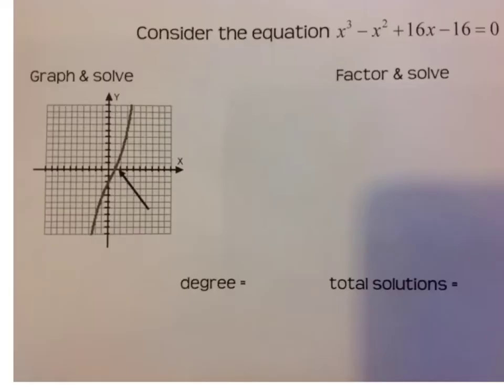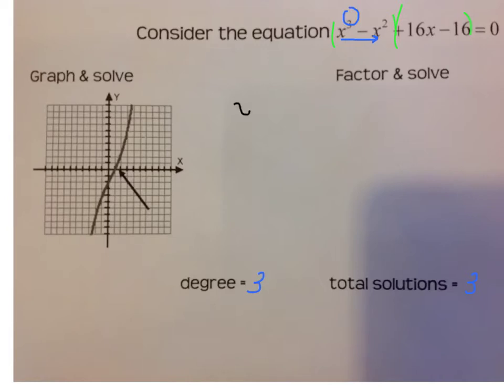Okay, now let's move to this one. Again, let's start with the degree. This is in standard form. And so 3 would be my degree. So I have 3 total solutions. That doesn't necessarily mean that there are 3 real solutions. That's total.